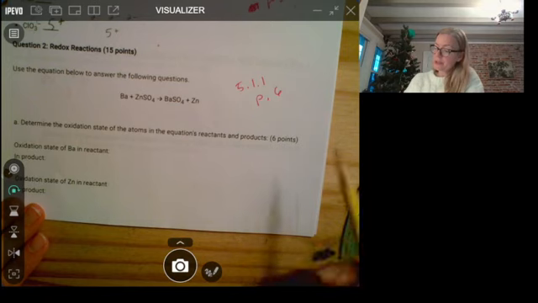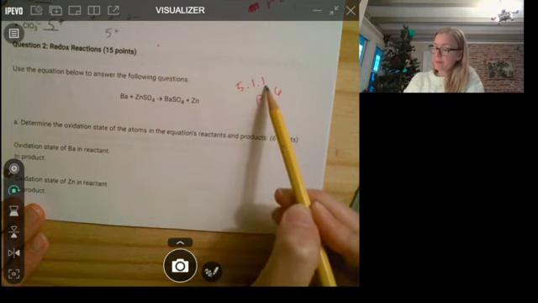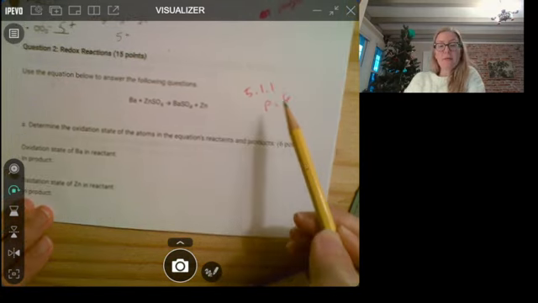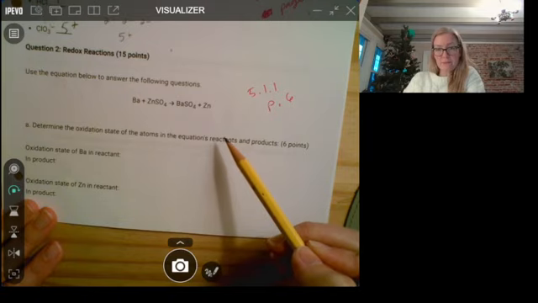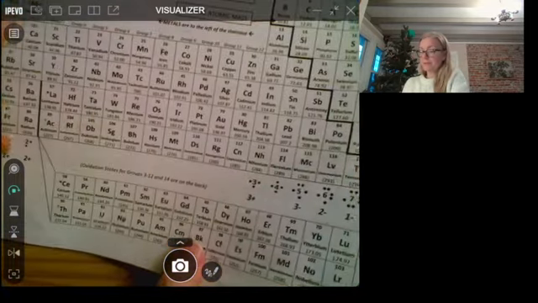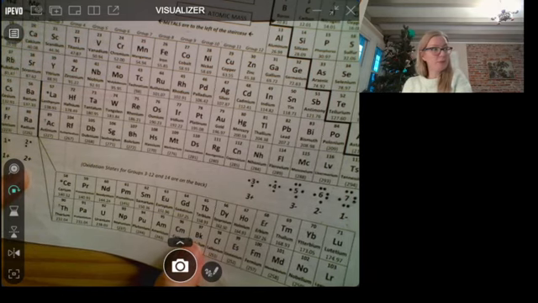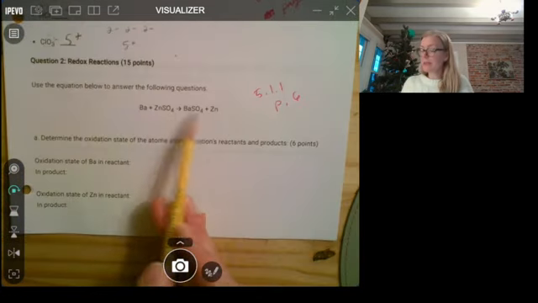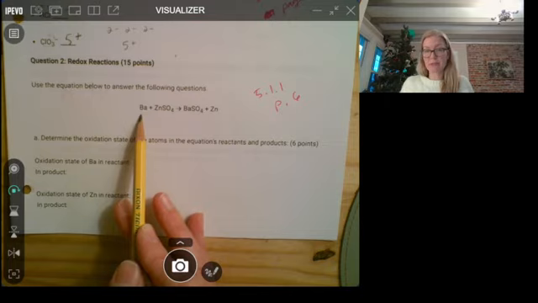Redox reactions. To determine the oxidation states, look at 5.1.1, page 6. Remember, any element by itself is 0. Barium, Ba, is in group 2. It's going to be 2 plus when it's in a bond, but when it's alone, it's going to be 0.